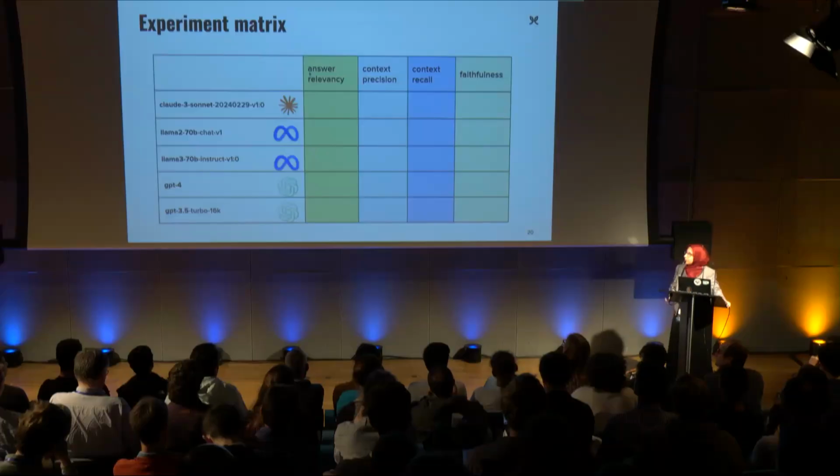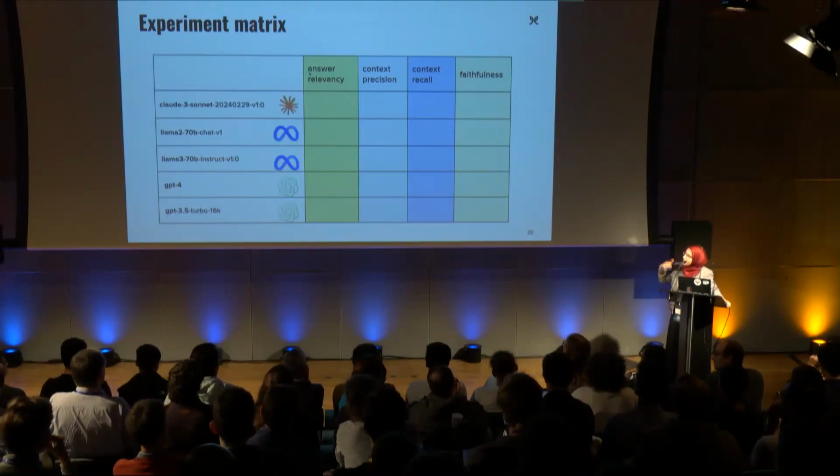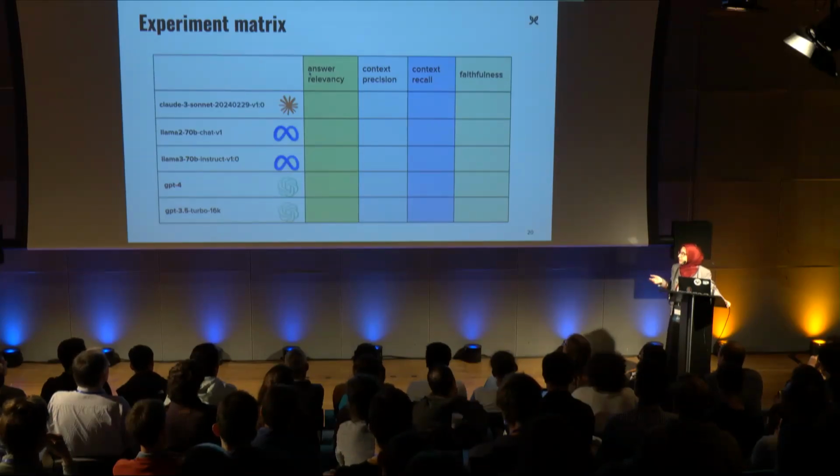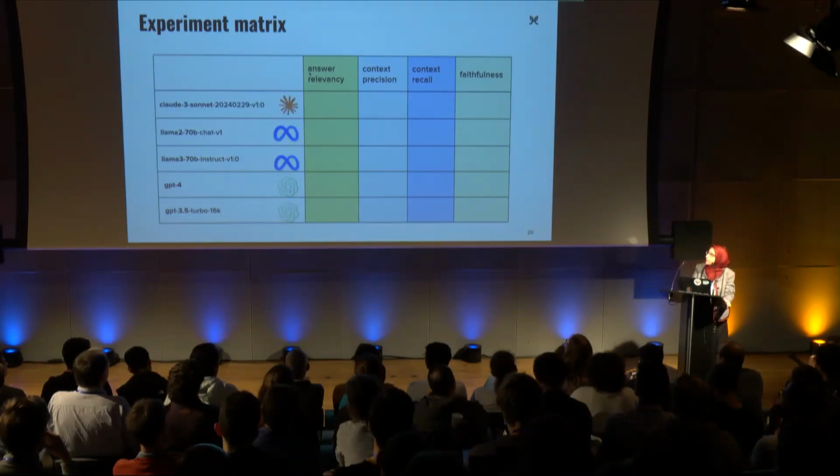So you can see that we are here using the higher grade. We are using 70 billion, for example, for Llama. We are using Claude 3 Sonnet for Claude, and we are using the more advanced GPT models as well.